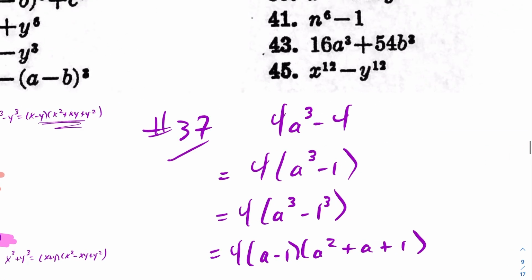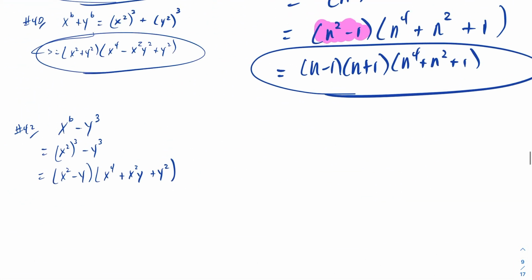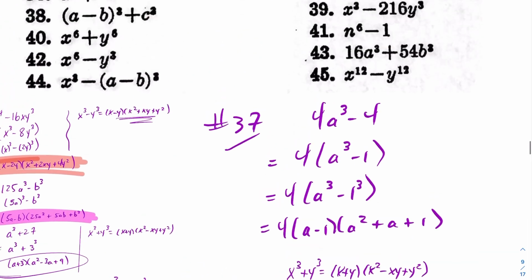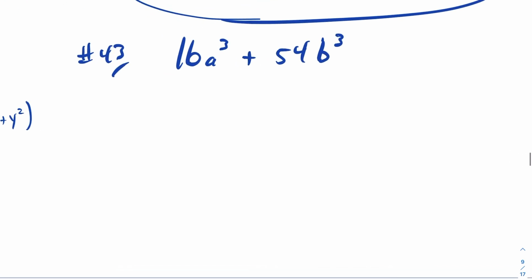And then we have 43 is 16a cubed plus 54b cubed. So let's just double check that, make sure I got it right. 16a cubed plus 54b cubed. So now, same idea here. You want to write these as powers of 3 if possible.